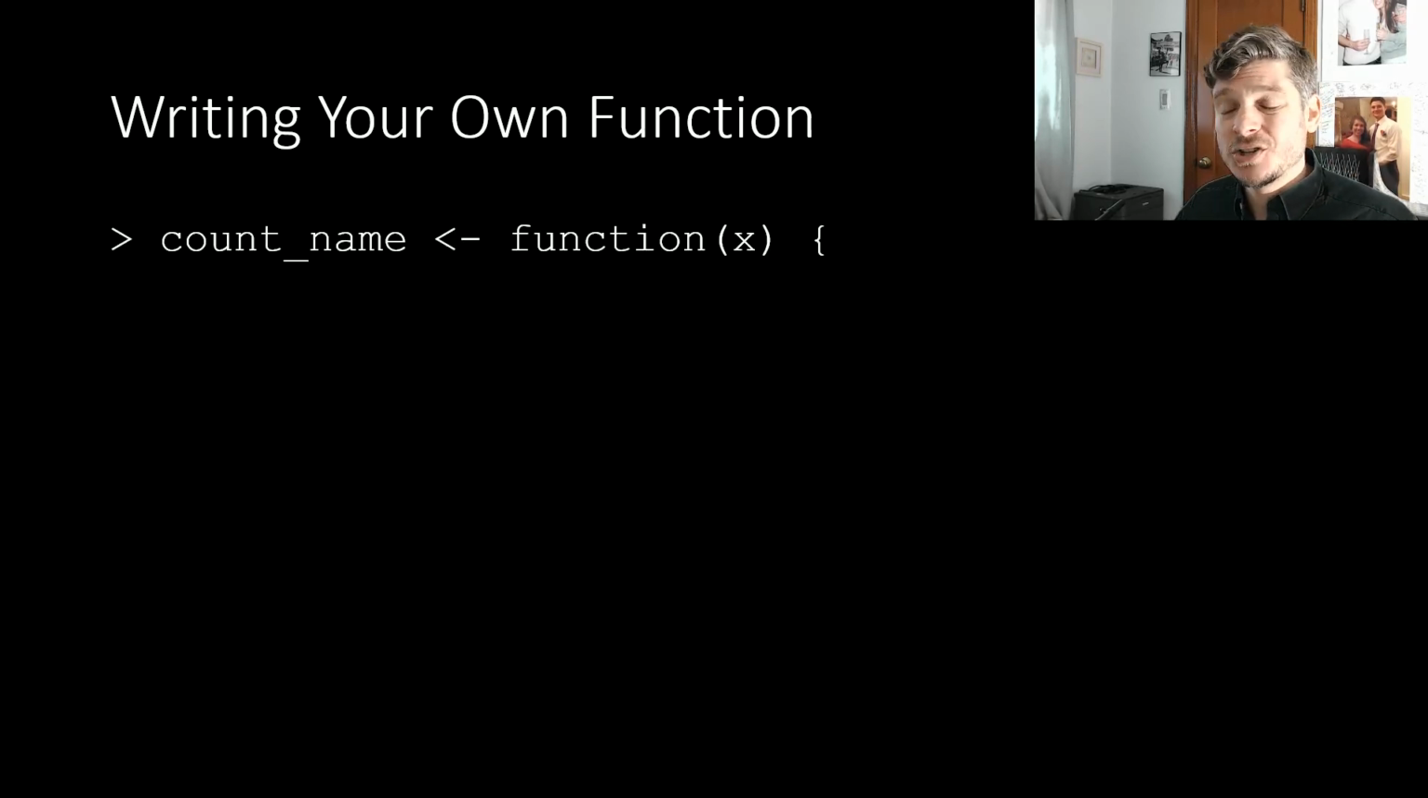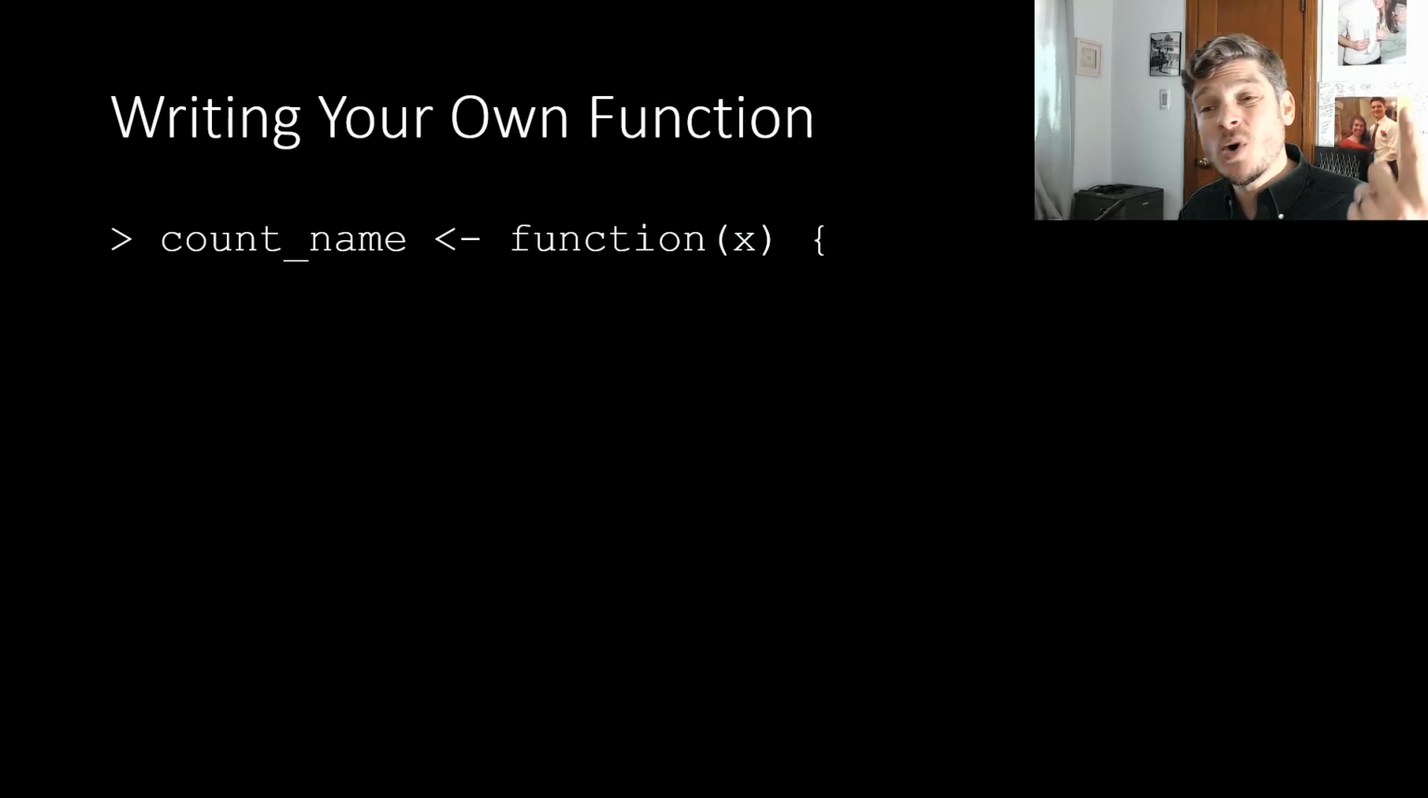So writing my own function, and first of all, I need my name, so count names. And again, I tried to make that a verb, right? What is my function doing? It's counting. What is it counting? The number of names. So again, my function name is fairly descriptive. I'm making a function, so function count name. My argument, my only input, is going to be the name.